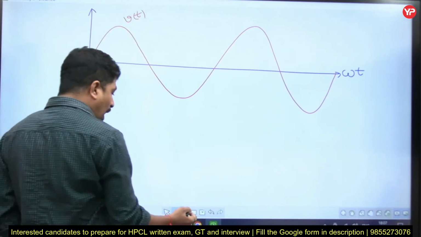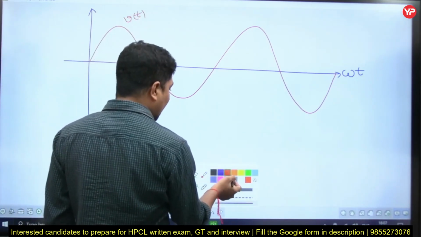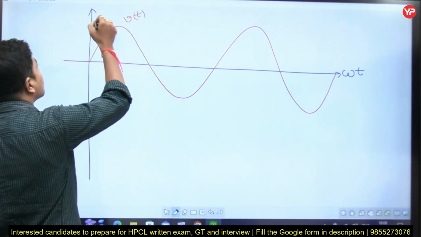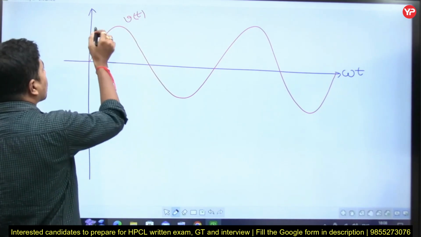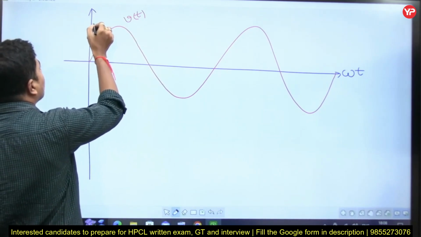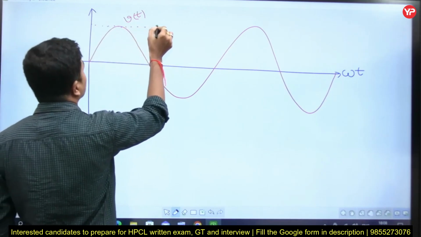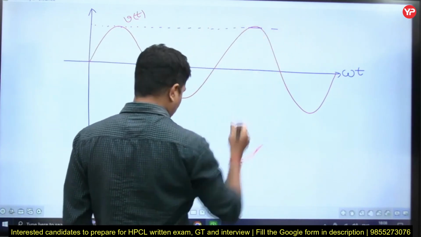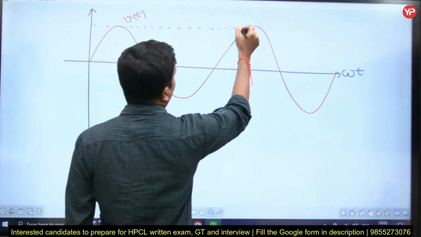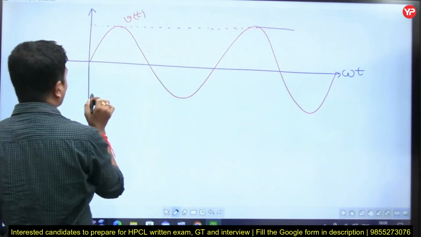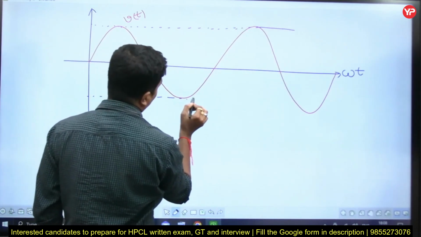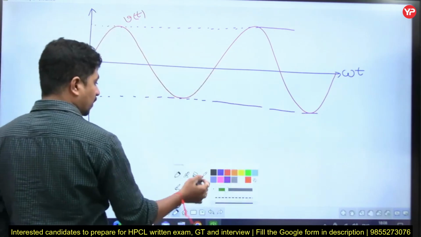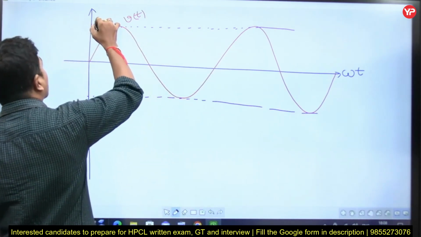Now, we all know that in a purely capacitive circuit, current leads the voltage by 90. Let me take the references. This is the voltage. Current also I will be taking. Just to draw it carefully, I am doing it. Observe, this is the current.